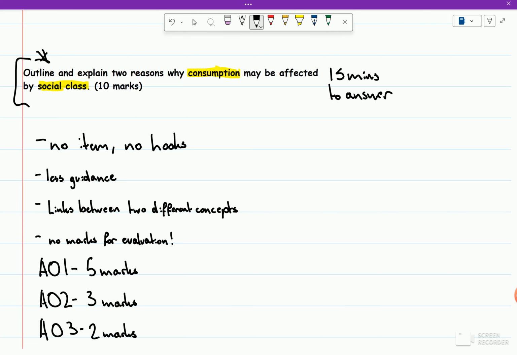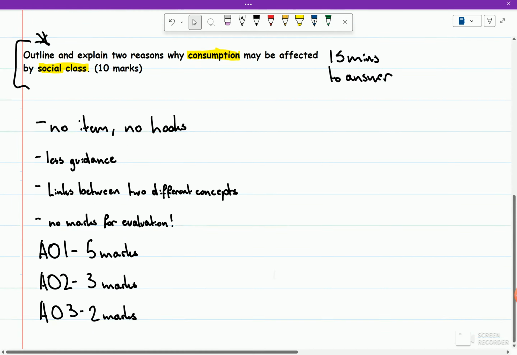If you are feeling more confident, or you want to work on your 10-mark answers for a different topic, it could be culture and identity, it could be education, it could be crime, it could be whatever you want it to be that you've covered. I want you to go out there and find a 10-mark outline and explain question that you want to use to help you with this.